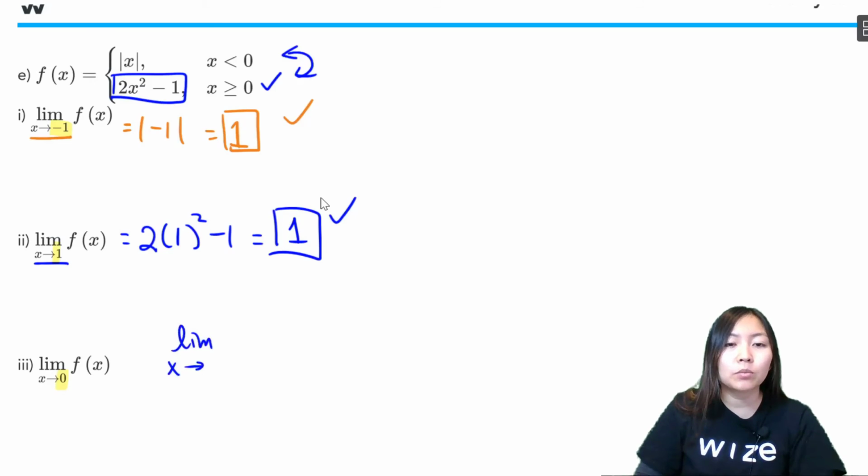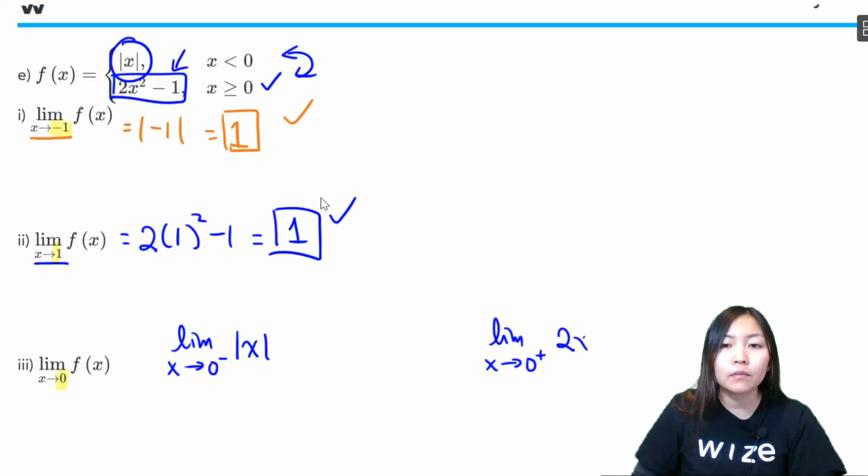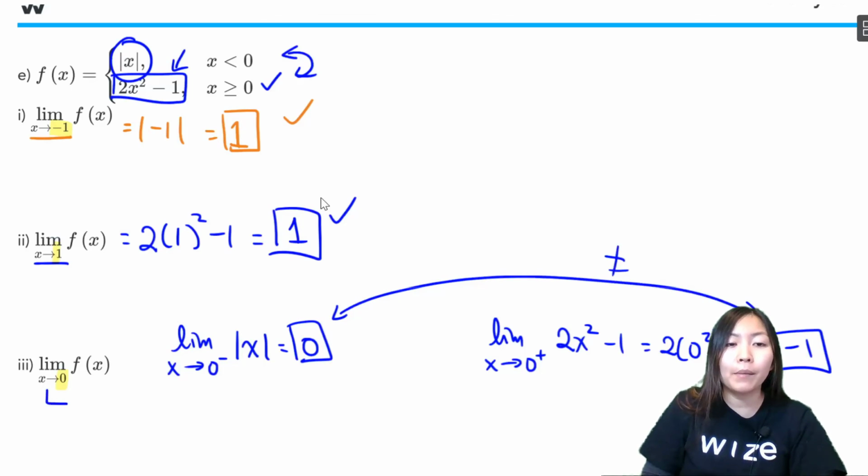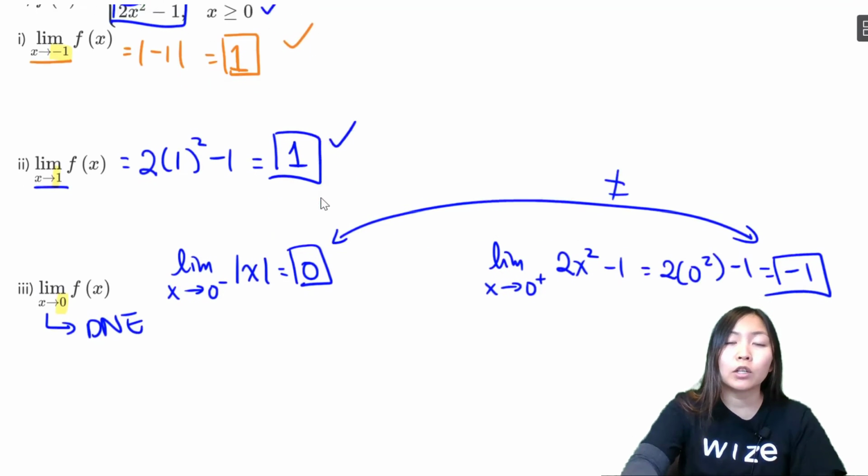So limit as x approaches 0 from the left I have the function absolute value of x. And then the limit as x approaches 0 from the right I have this quadratic. And now let's do our direct substitution. I'm going to get a 0 from the left, and I'm going to get a 2 times 0 squared minus 1, which is negative 1 from the right. Since both of these limits exist, but they don't equal, then I know that this whole limit does not exist. The limit as x approaches 0 in general of the function does not exist.